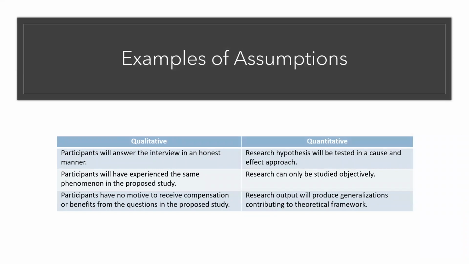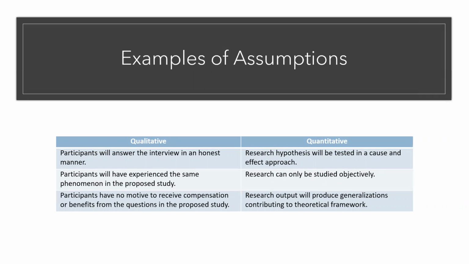On this slide here, you will see the examples of assumptions under the qualitative and quantitative methods. For example, under a qualitative method, participants will answer the interview in an honest manner. That is an assumption under the qualitative design. Whereas in the quantitative design, you may note that the research hypothesis will be tested in the cause and effect approach. And although these are just limited examples, there are numerous examples of assumptions available, and you will be responsible for identifying them as you are working on your doctoral research.